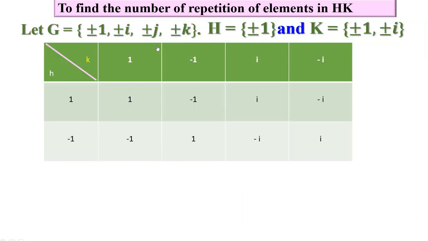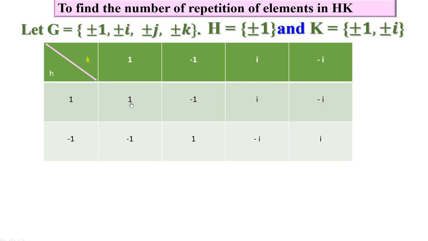Now we shall consider another example. G, the quaternion group, plus or minus 1, plus or minus I, plus or minus J, plus or minus K. We shall take H to be 1 and minus 1, this subgroup, and K to be the 4 element subgroup, namely plus or minus 1, plus or minus I. So H consists of only 2 elements, 1 and minus 1, which we have written here, and the elements of K are listed here. Now our job is to find 1 with all that, so we get this, and minus 1 with all this, so we get this.